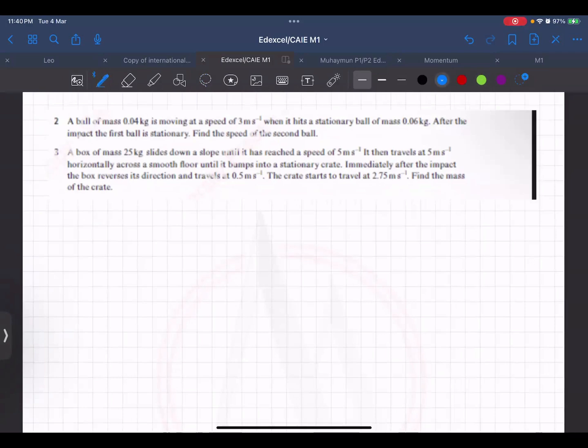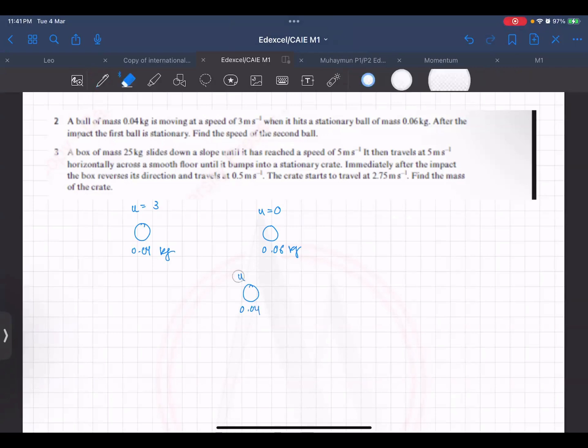Question number 2. A ball of mass 0.04 kg is moving with speed 3 when it hits a stationary ball of mass 0.06 kg. After the impact, the first ball is stationary now, so this 0.04 kg ball's final velocity becomes 0. Find the speed of the second ball.